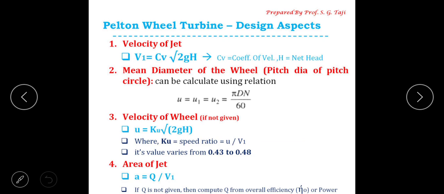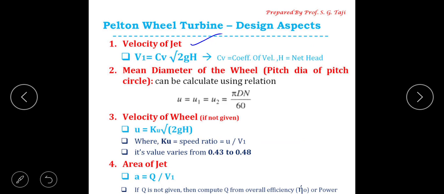Now, design aspects of Pelton wheel. Velocity at inlet: velocity of jet at inlet V1 is equal to Cv under the root 2gH, where Cv is the coefficient of velocity, capital H is the net head and small g is acceleration due to gravity.